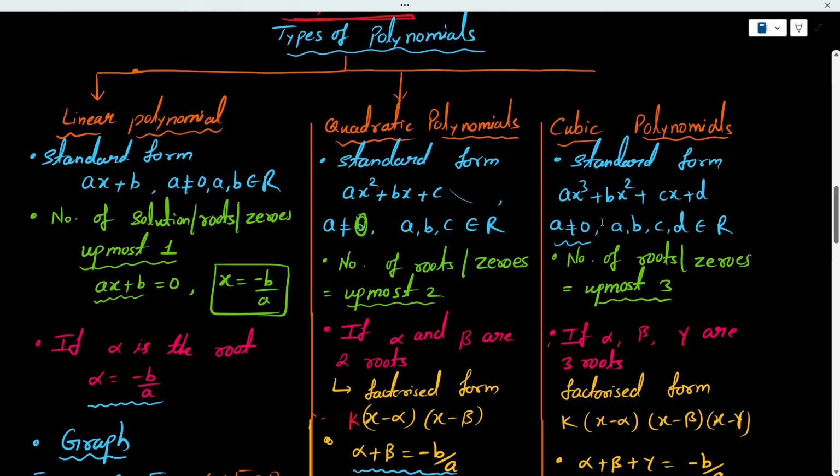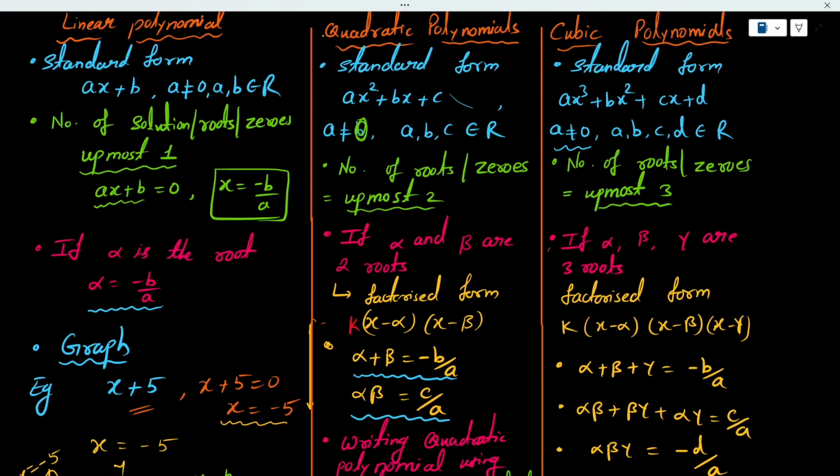Now, the standard form of a cubic polynomial is ax cube plus bx square plus cx plus d, where a can never be equal to 0, otherwise it will become a quadratic polynomial. How many roots can there be at most? There can be at most 3 roots: alpha, beta, gamma. If there are 3 roots, then this is the factorized form of the cubic polynomial, where the sum of roots is minus b by a, alpha beta plus beta gamma plus alpha gamma is c by a, and the product of roots is minus d by a.